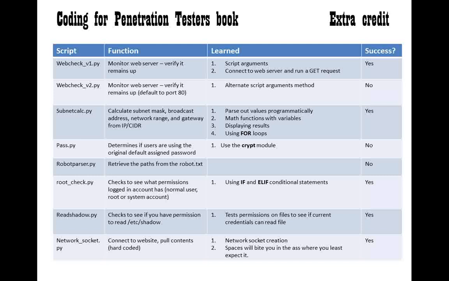There was a pass.py. Determines if users are using the original default assigned password. The main thing with that was using the crypt module. Yeah, I didn't get that one to work. I don't think I'd set up my little test environment right. And the robot parser is supposed to retrieve paths that are in the robots.txt of particular web servers that you specify. And that's one that I kind of went back to but didn't have time to really dive into. So I'm calling that one that I didn't get to work.